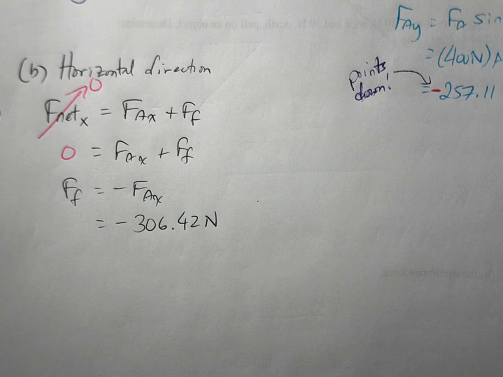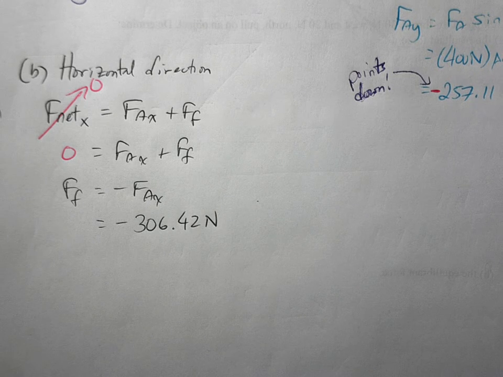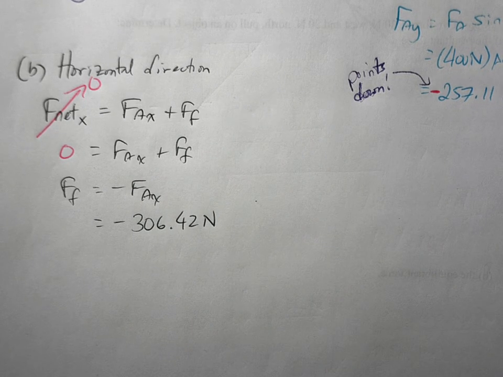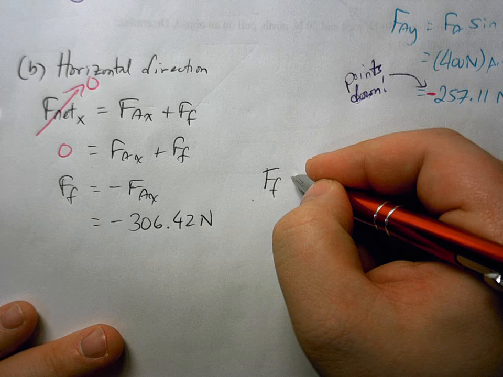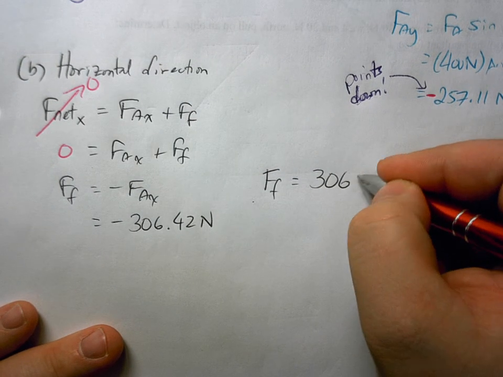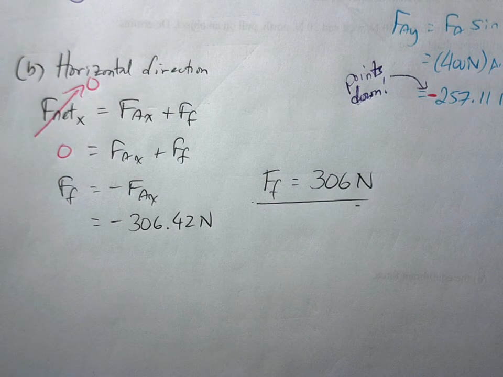But since we only want magnitude, we don't care about direction, we don't care about the negative sign. So then I could just say the magnitude of my force of friction is about 306 newtons to respect significant digits.